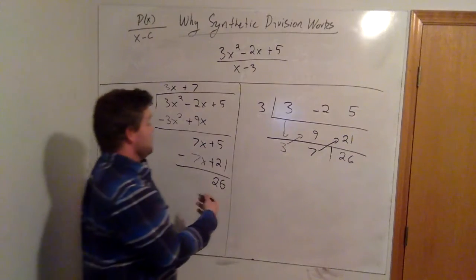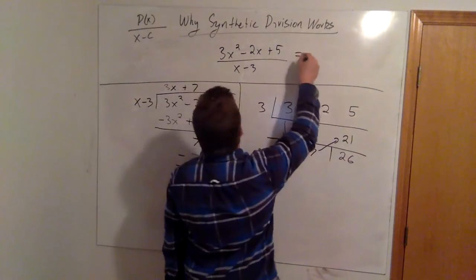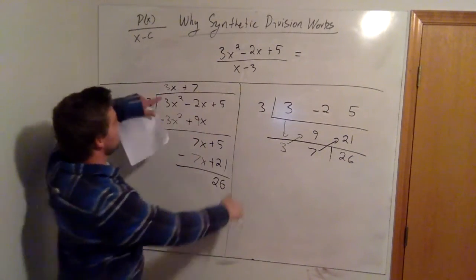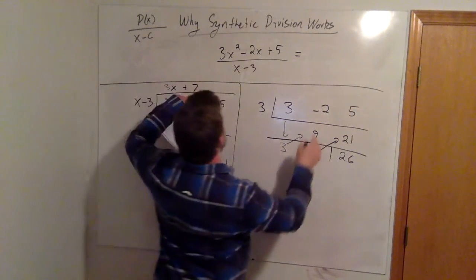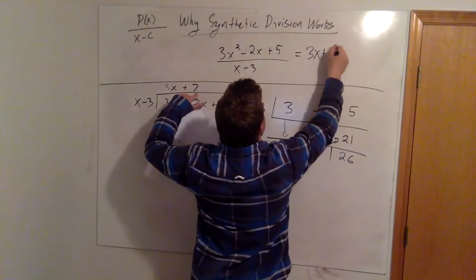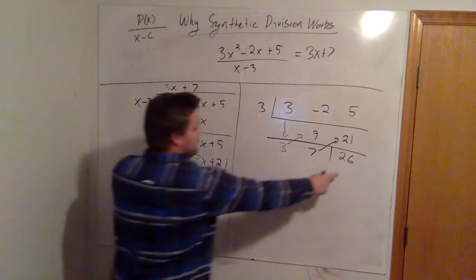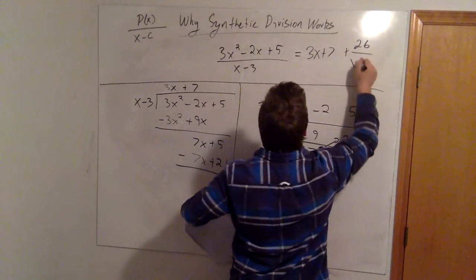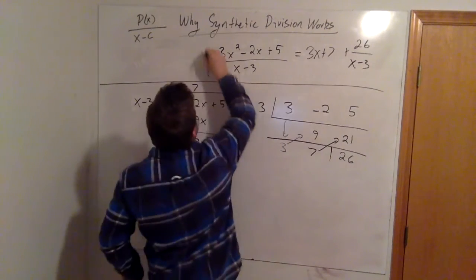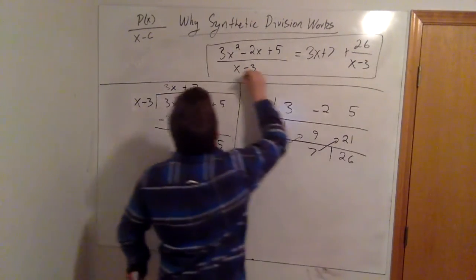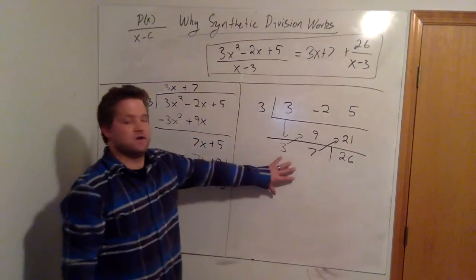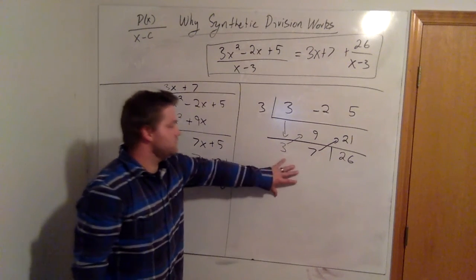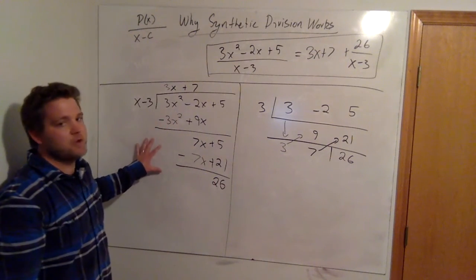So for the answer for these problems, what do we have? We have that our quotient is 3x plus 7, and we have a remainder of 26 divided by our x minus 3. And that's why synthetic division works. But it's so much quicker. It's so much quicker to do synthetic division than to do it the traditional polynomial way.